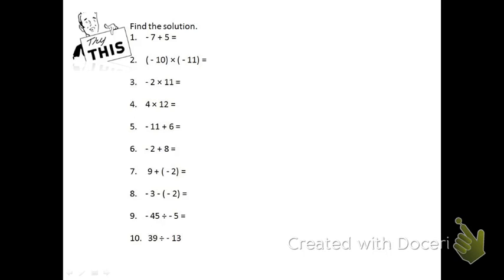Okay, the first one, negative 7 plus 5. The signs are different. We take their difference, which is 2, and it's going to be a negative 2. Negative 10 times a negative 11, our answer is going to be positive since I have two negatives I'm multiplying, and that's going to be a positive 110. Negative 2 times 11 is a negative 22. 4 times 12 is a positive 48.